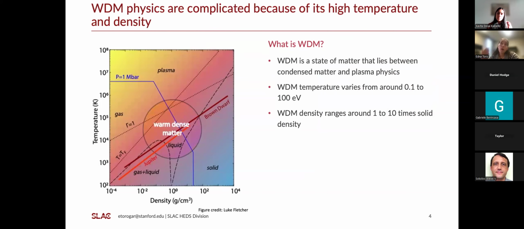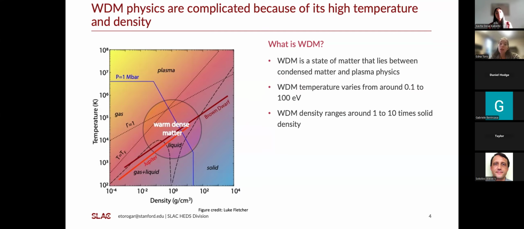However, it is complicated. It is complicated to do modeling and to analyze all of these different problems that I have shown you, because warm dense matter has high temperature and high density. Going back to what the warm dense matter regime actually is, it is a state in between a plasma and a solid.